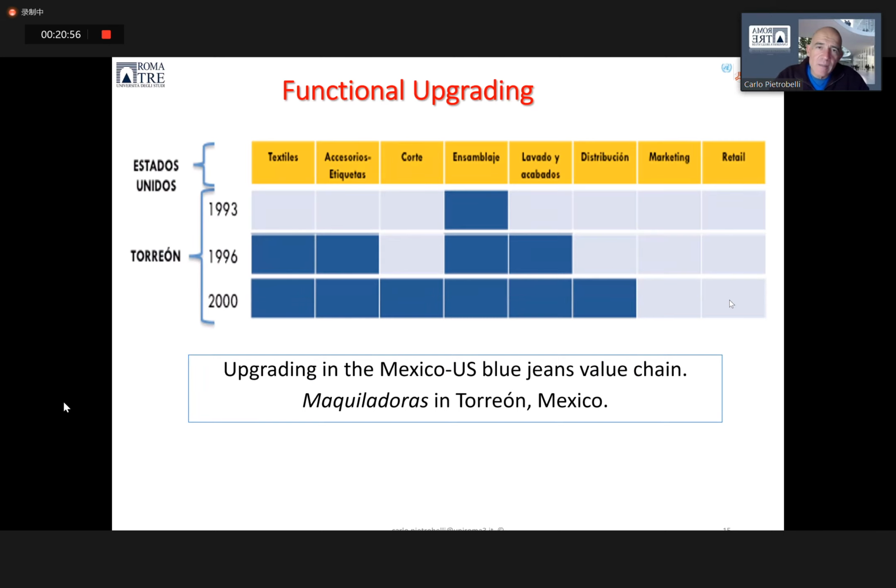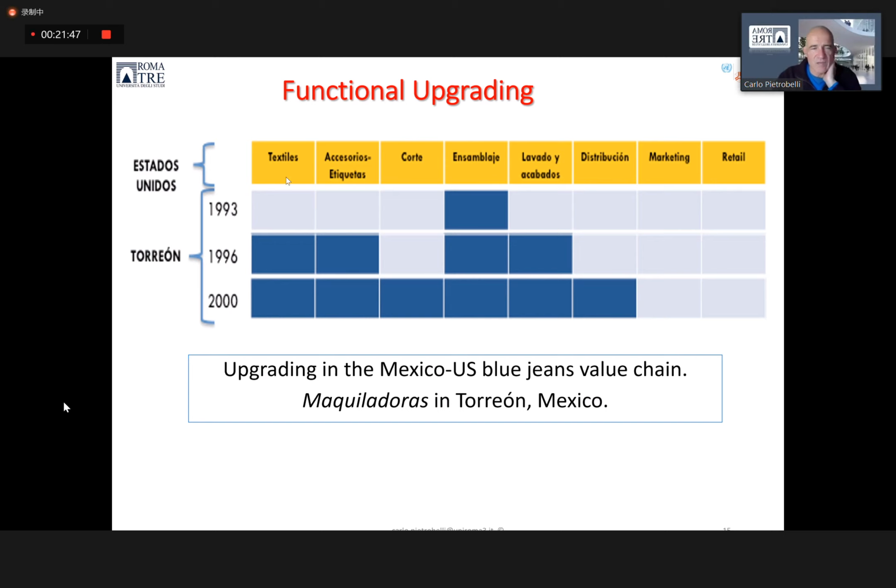Let me deepen a little bit the discussion on functional upgrading, which is a terminology developed by this literature. And I will do this by presenting an example, a case study from a specific city in northern Mexico, which is called Torreon, which in Mexico is known as the Mexico-US blue jeans value chain, famous for the quantity and variety of blue jeans companies and blue jeans productions carried out in that city.